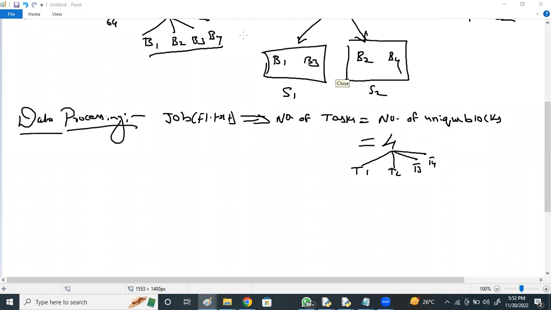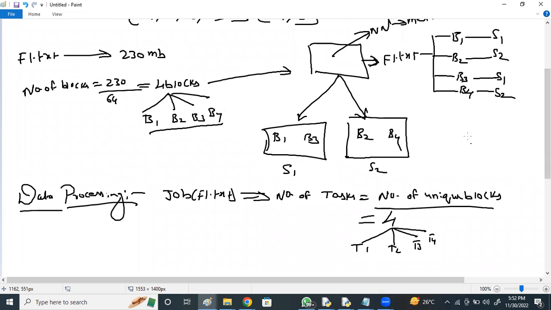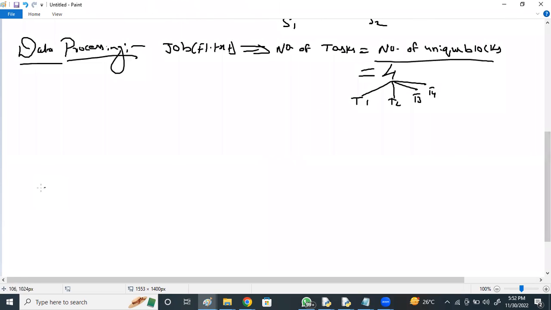Four tasks. Why? Because number of tasks equal to number of unique blocks. How many blocks? Four blocks. Four blocks means four tasks, which means the job to process f1.txt.